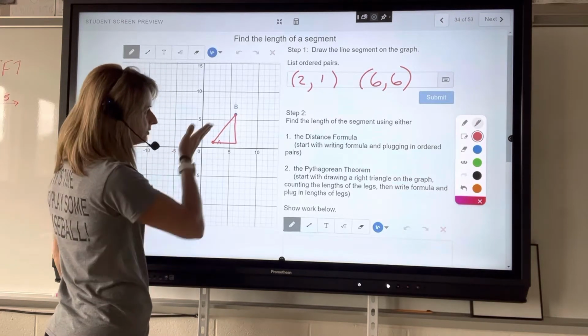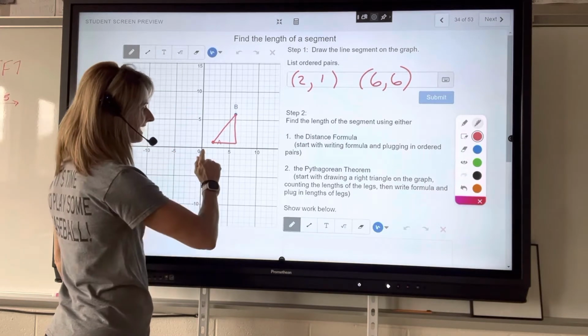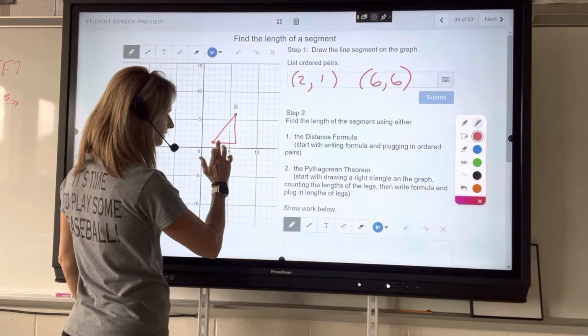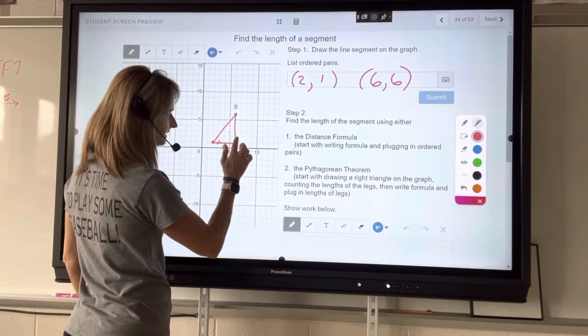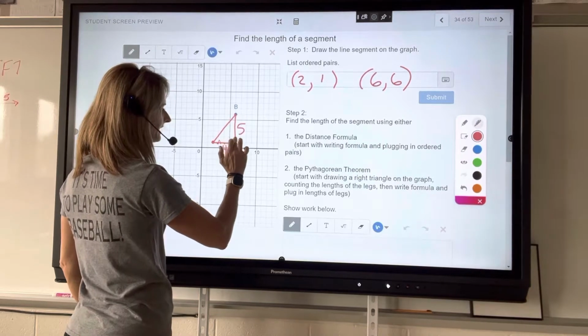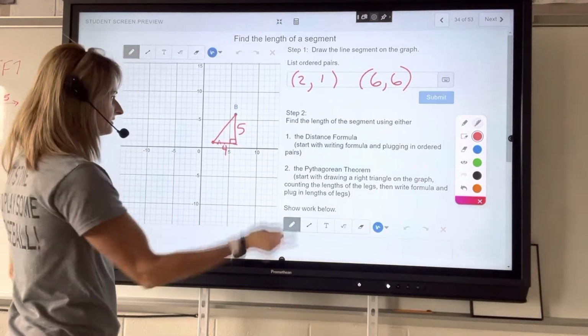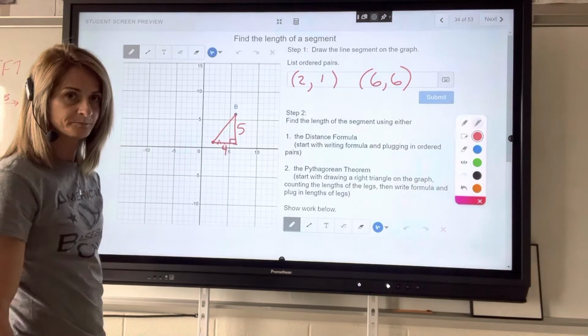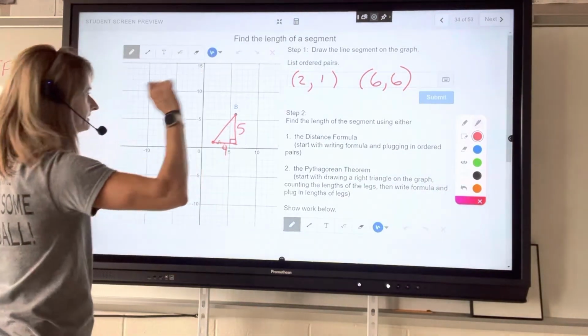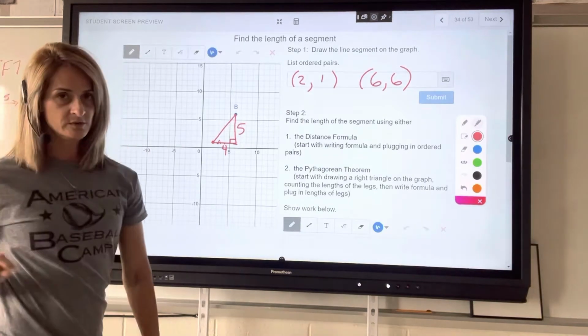We can't count diagonally. However, we can count horizontally and vertically. This distance for this leg is 1, 2, 3, 4. This distance is 1, 2, 3, 4, 5. Well, now we've got a right triangle, and we can do Pythagorean Theorem and find the length of the hypotenuse, which is the length of the segment. This is the first way to do the distance formula.